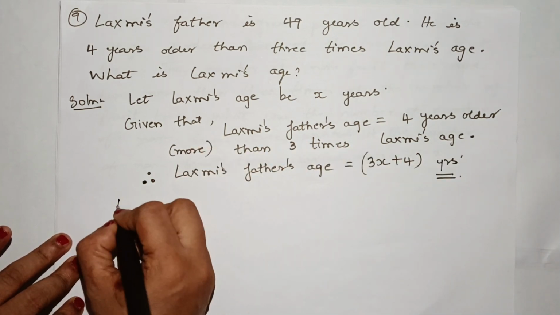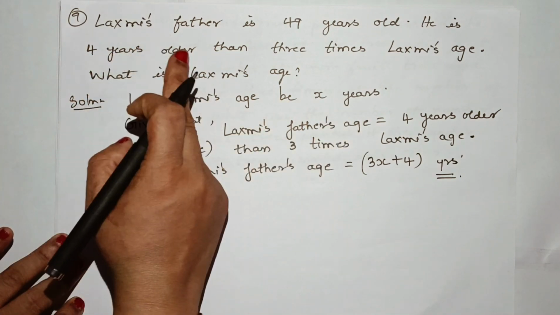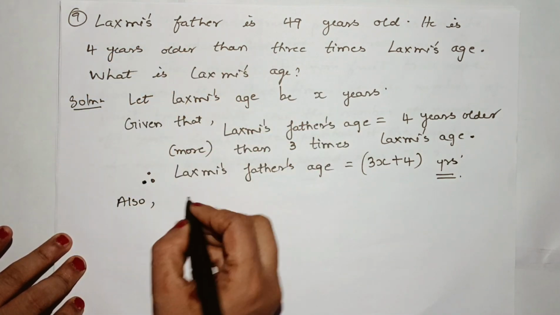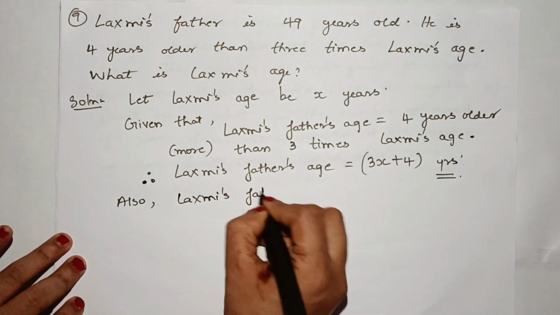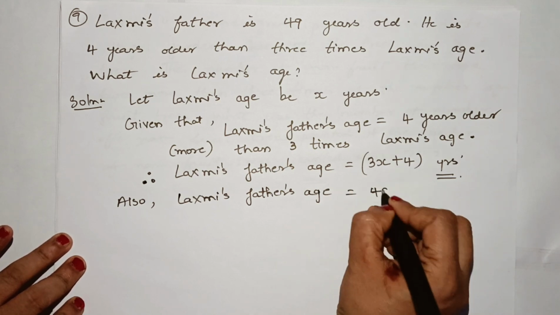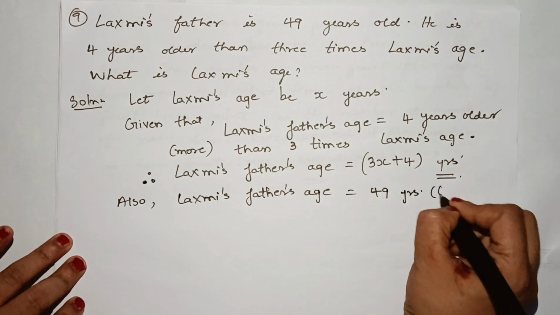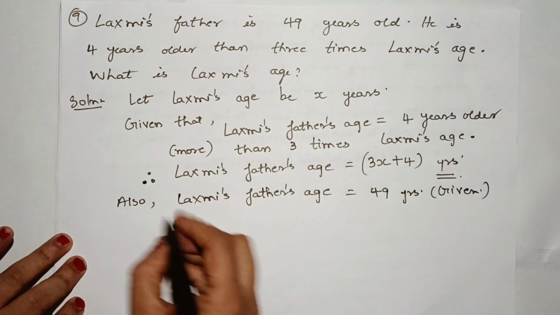Now what is given in the question? Lakshmi's father is 49 years old. Also, Lakshmi's father's age is how much? 49 years, which is given. Correct? So this is your second expression, the constant term.